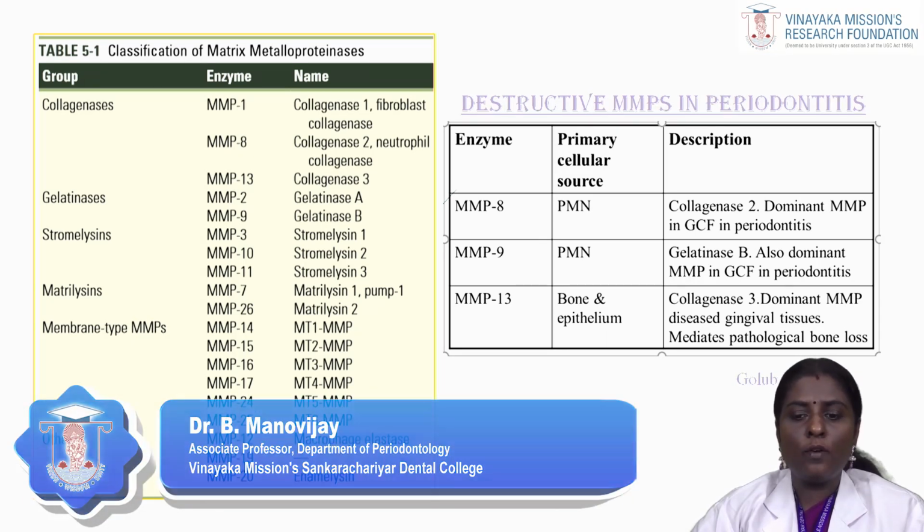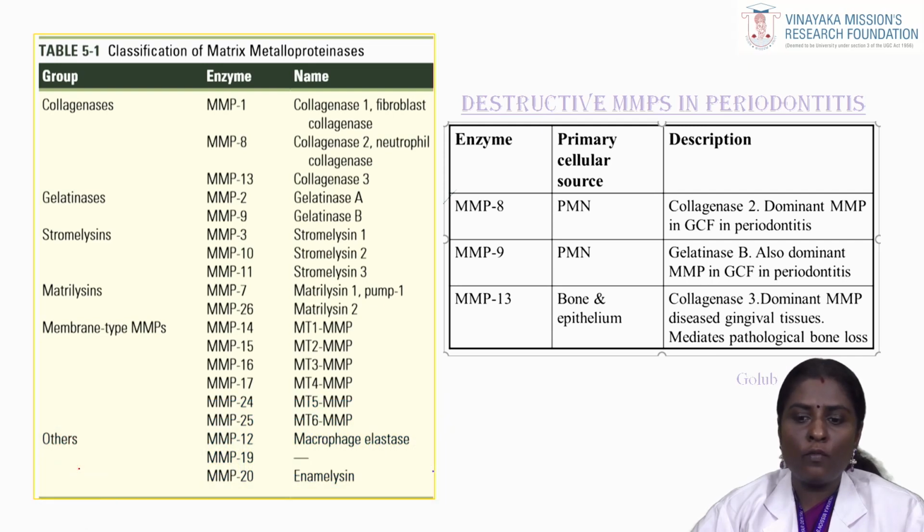MMP9 is also produced from the PMNs, that is polymorphonuclear neutrophils, and it is described as gelatinase B. It is also dominant in the GCF of periodontitis patients. MMP13 is produced from bone and epithelial cells. It is the dominant MMP in gingival tissues and it mediates pathological bone loss. So these three MMPs are very vital in periodontal disease.